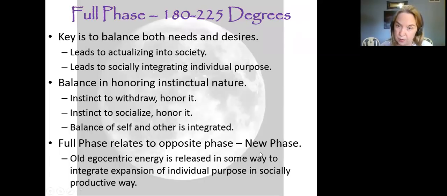So the opposite is new phase. And so there is an old egocentric energy that's going to be released in some way. You always hear when two planets are opposite each other, something has to be thrown off. The throwing off is the final shedding of the gibbous and full phase, or the Leo egocentricness, into equality. So that individual purpose finds a way to be fully productive in society in a fair and balanced way with you and others, with you and whatever you're wanting to create.